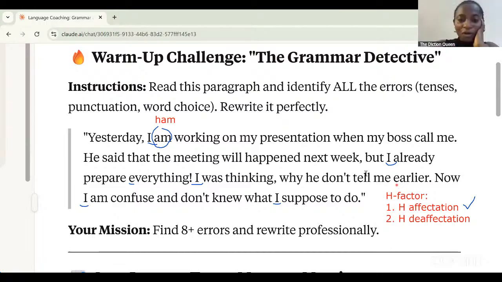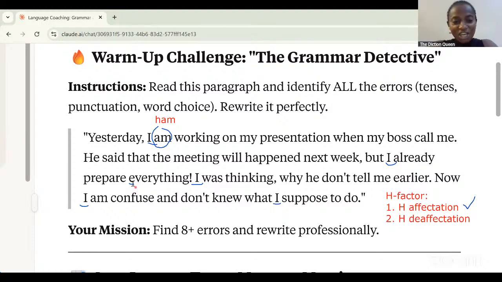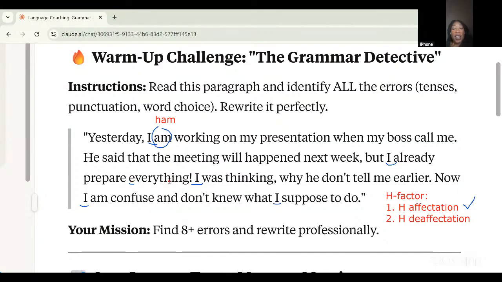Take it again from but. I already prepared everything. I can hear the H in everything. Don't add H to everything. Hold your breath. So start again from but. But I already prepared everything. But I already prepared everything. I can still hear the H in everything. Say but I already prepared everything. Good. Everything. But I already prepared everything.